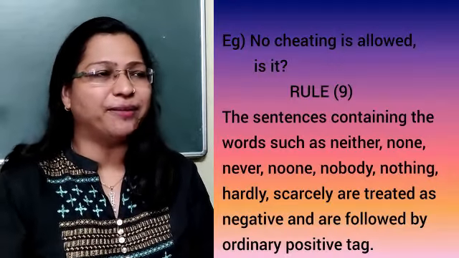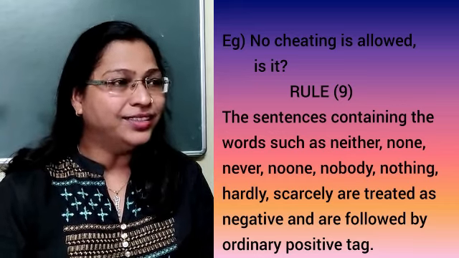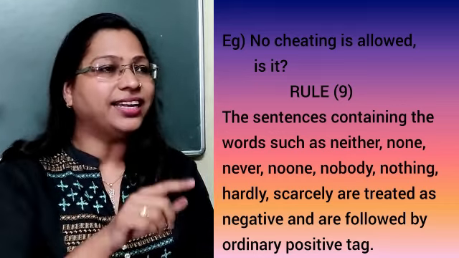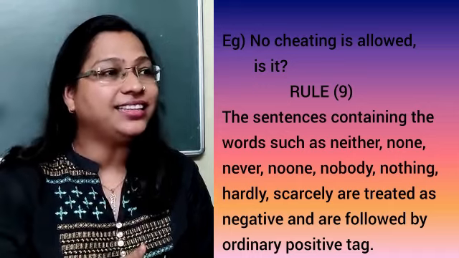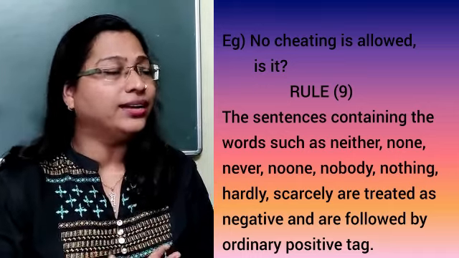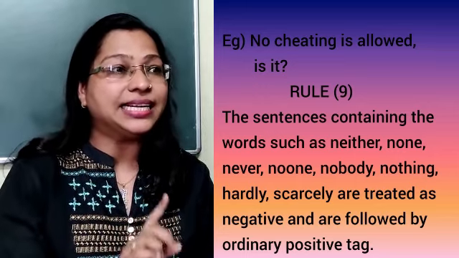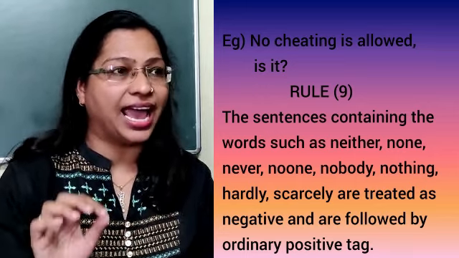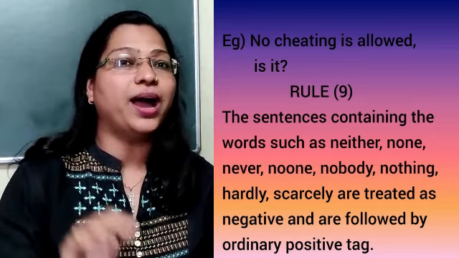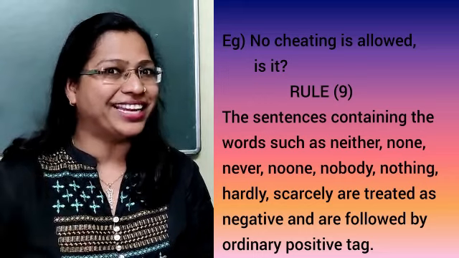Now look at this example. No cheating is allowed, is it? So the sentences containing words such as neither, none, never, no one, as you can see on the screen, are treated as negative and they are followed by an ordinary question tag. Okay, keep this in mind.